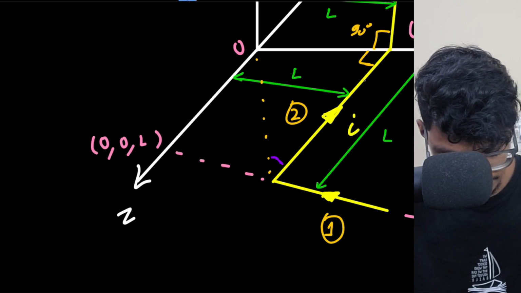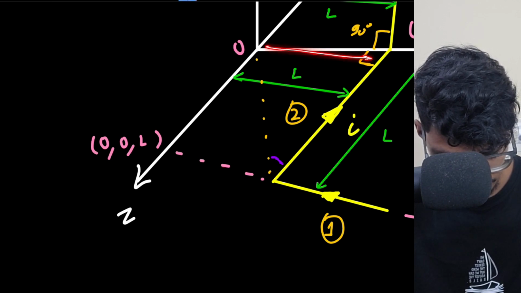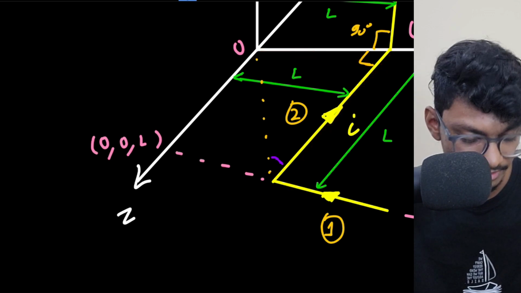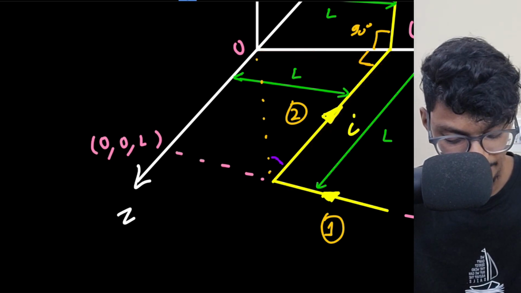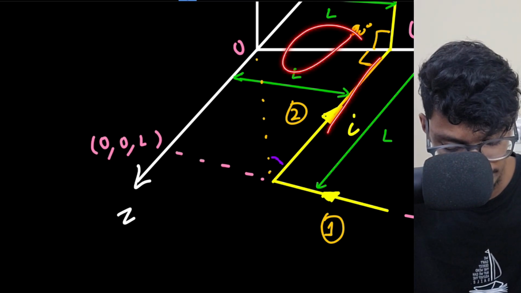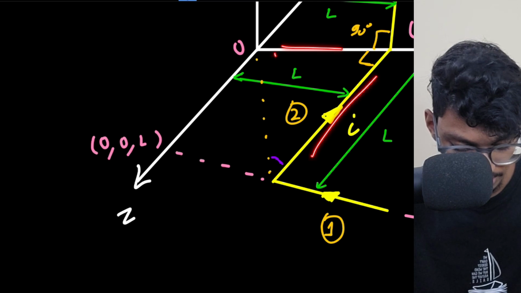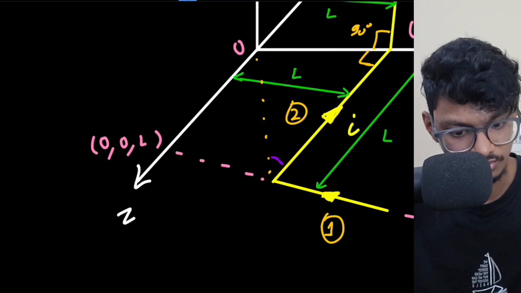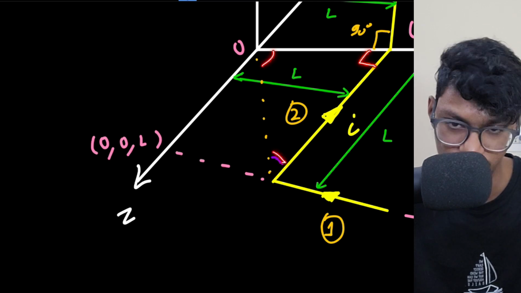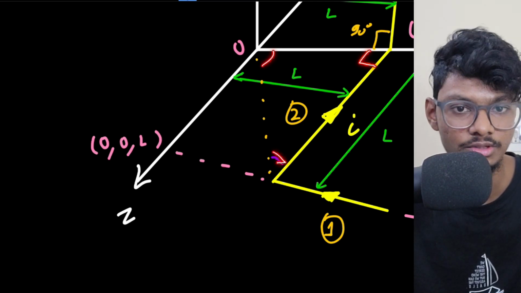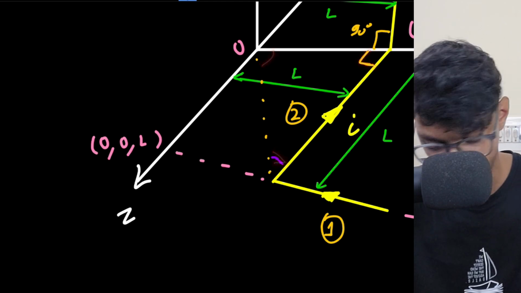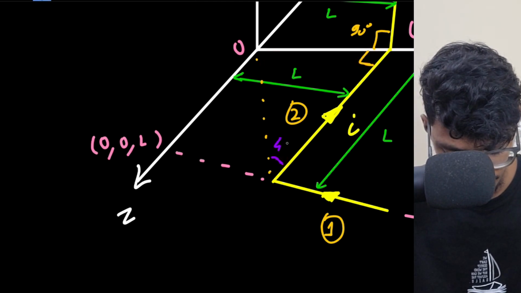Now this is L, and this also is L, right? Although in the diagram it doesn't look like these two sides are equal. If these two sides are equal, the angles will also be equal. This is 90 degrees, so the other two angles have to be equal. So 2 theta plus 90 equals 180, since the sum of angles in a triangle is 180, so theta will be 45. So both these angles will be 45.